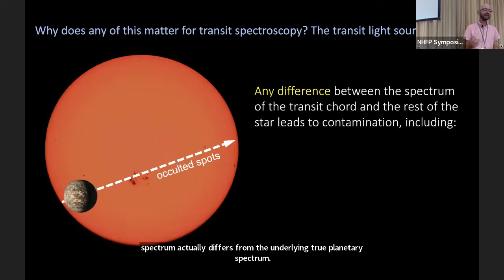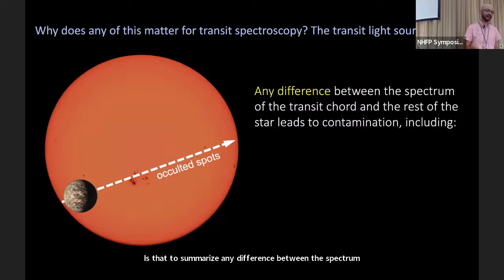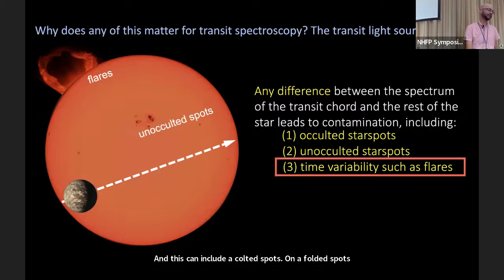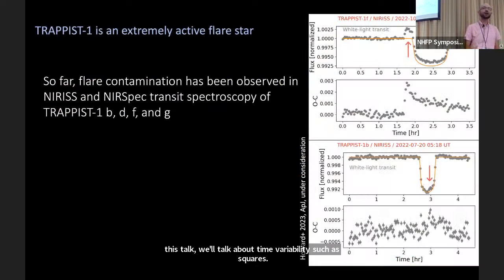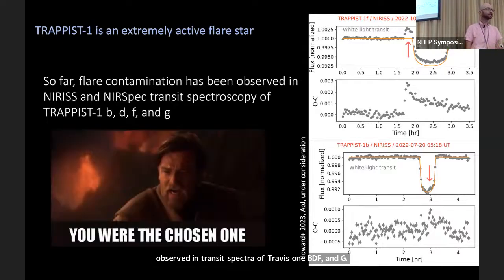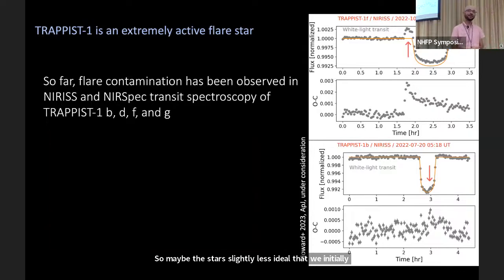To summarize, any difference between the spectrum of the transit chord and the spectrum of the rest of the star causes contamination. And this can include occulted spots, unocculted spots, or time variability such as flares. And for the rest of this talk, we'll talk about time variability such as flares. Why? Because TRAPPIST-1 is an extremely active flare star. So far, flare contamination in our data has been observed in transit spectra of TRAPPIST-1b, d, f, and g. So maybe this star is slightly less ideal than we had initially thought in terms of exoplanet spectroscopy.